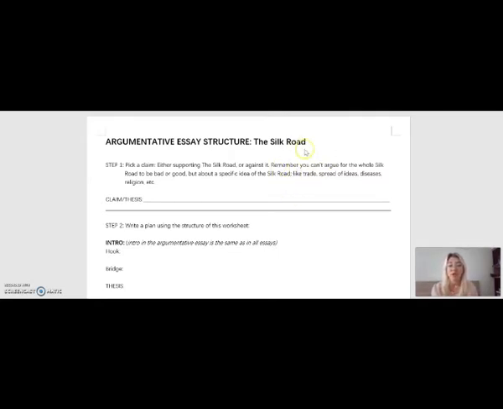Was it trade that was bad or good? Was it the spread of ideas that was good or bad? Was it disease, or religion, that was bad or good? Now, I know that you made the chart yesterday with good and bad, the one that I showed you.